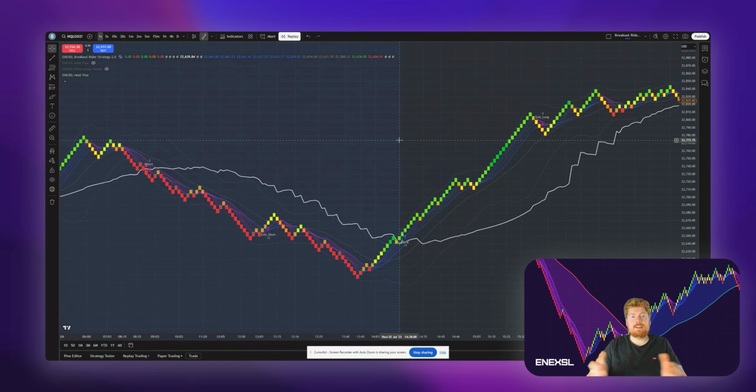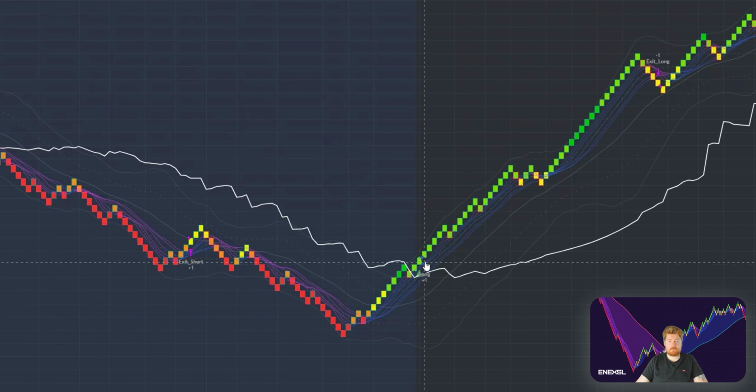Next is the addition of our powerful Heat Flux indicator added to the Breakout Rider 2.0. The Heat Flux indicator's main goal is to help understand market momentum. If momentum is in your favor, then an entry will happen. If it's not, then we will look to filter those entries out and gain more confluences when we're looking at overall market movement.